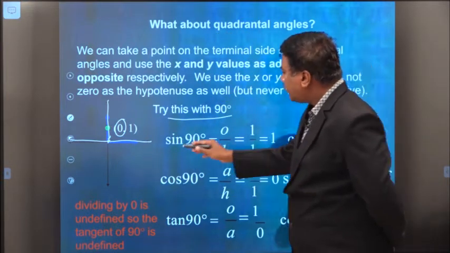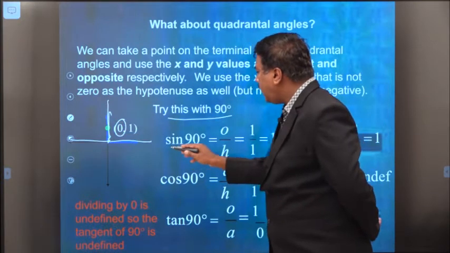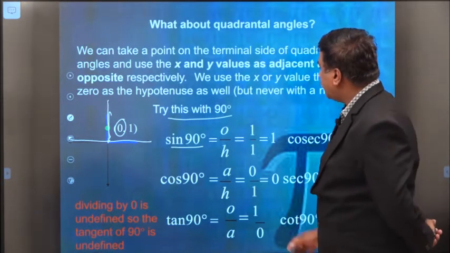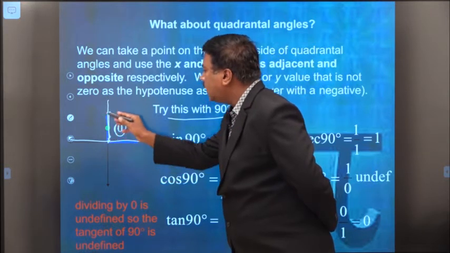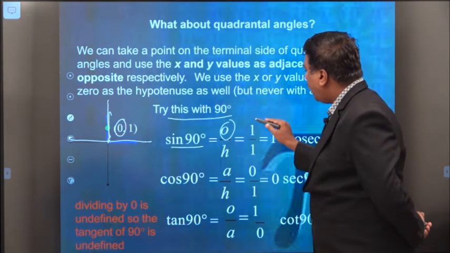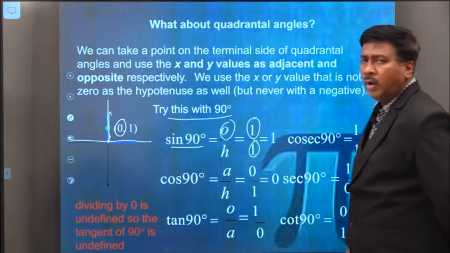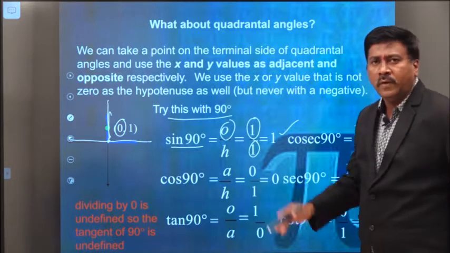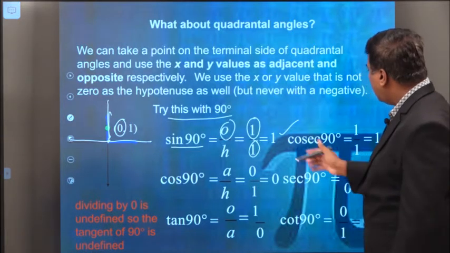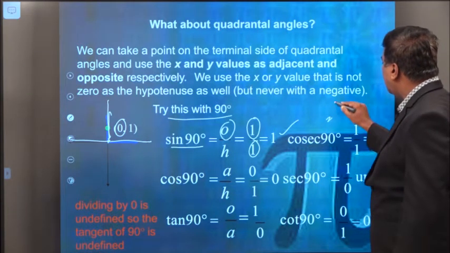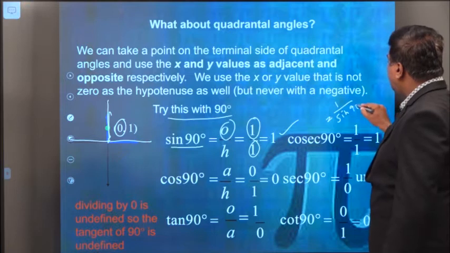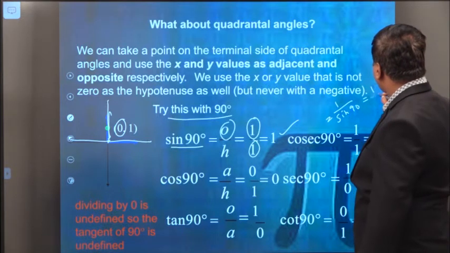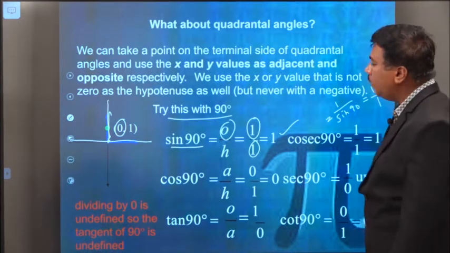For this, sine 90 degrees is equal to opposite side by hypotenuse, the formula we learned previously. The opposite side for 90 degrees is 1 and the hypotenuse is 1. Therefore, the value is 1. Similarly, cosecant 90 degrees is the reciprocal of sine, so cosecant 90 is equal to 1 by sine 90, which means hypotenuse by opposite side. Here also it is 1 by 1, that is equal to 1.